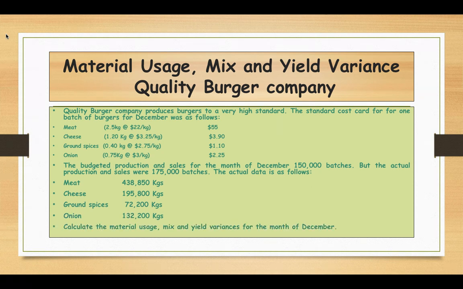Now we need to calculate the material usage, mix, and yield variance for the month of December. We know material mix and yield variances are the subdivision of material usage variance. So, as usual, we can cross-check our workings.